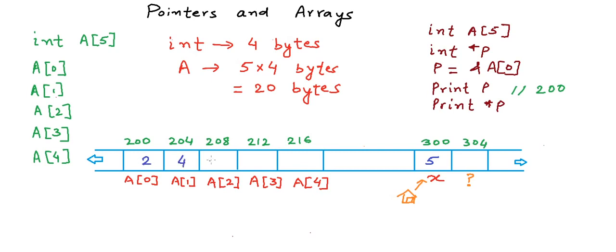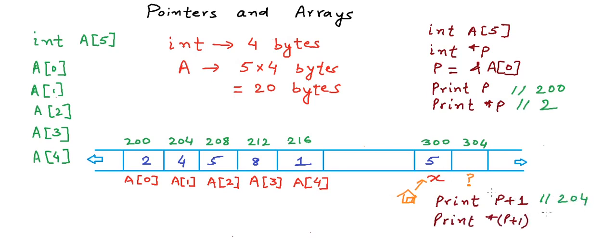Let's fill up some values in the array. So asterisk p would be 2. Now if I want to print p plus 1, then the address would be 204, and if I dereference p plus 1 and try to print this value, then it will be 4. And similarly, if we wanted the third element in the array, we could do p plus 2 here.